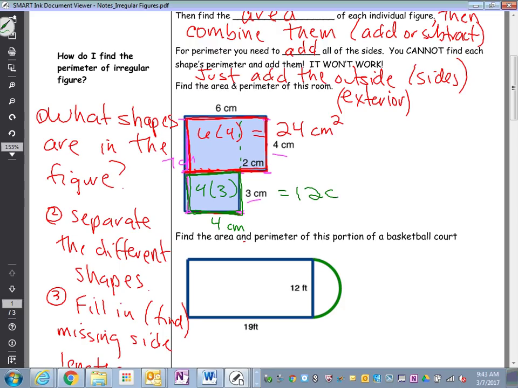equals 12 centimeters squared. Now to find the area, I'm going to add 24 plus what? 12. It's going to give us what? 36. Make sure we write centimeters squared. So the area equals 36 centimeters squared. Easy, right? Rectangles are pretty easy. Then we're going to get into semicircles and triangles and trapezoids. But just separate them into the regular shapes, and you won't have a problem.